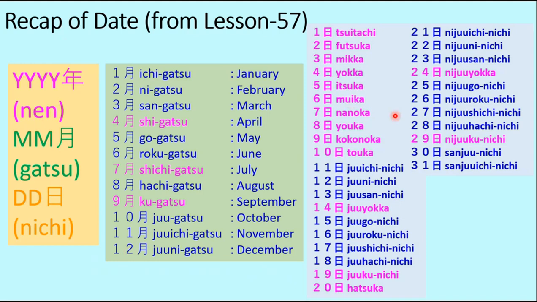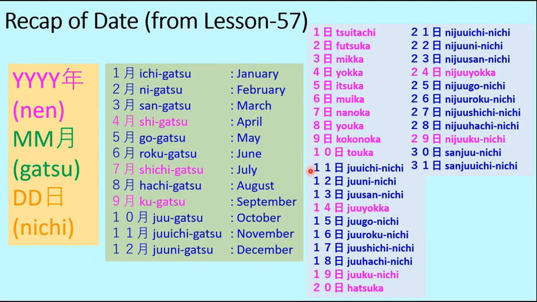Then we have the 31 days of the month. First day, Tsuitachi. Second day, Futsuka. Third day, Mikka. Fourth day, Yokka. Fifth day, Itsuka. Sixth day, Muika. Seventh day, Nanoka. Eighth day, Yoka. Ninth day, Kokonoka. Tenth day, Toka.